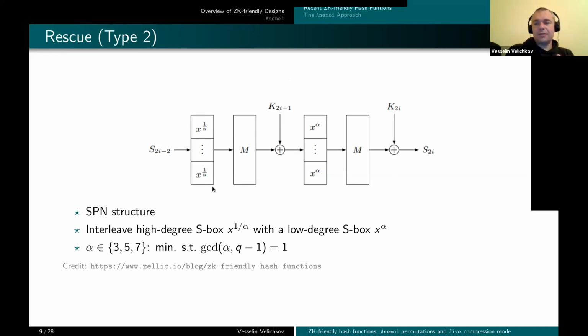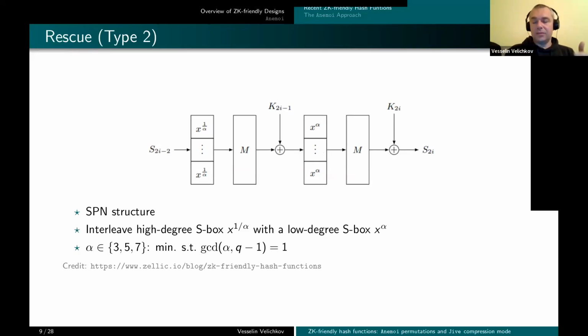But here they have 2 types of S boxes. One is the x to the 1 over alpha, which is the inverse, so a high degree monomial in this case. And here is the second type of S box, which is a low degree monomial, so a low degree power map. Now the benefit of this design strategy is that you still use the high power map, thus quickly increasing the degree of your polynomials, but at the same time you are mixing it with a low power map, which is efficient to compute. So you try to take the best of both worlds.